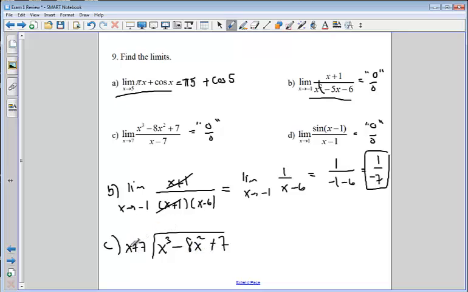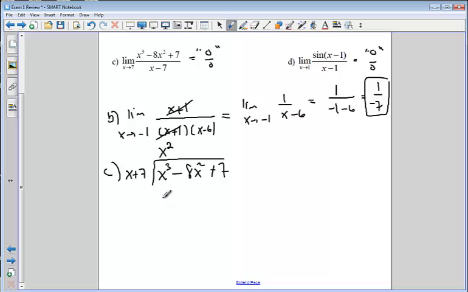Now the idea is you try to figure out how many times x goes into x cubed, and hopefully you say x squared times. If you do that, I get x cubed plus 7x squared. Then I take these two polynomials and subtract. So x cubed minus x cubed cancel. Negative 8x squared minus 7x squared is negative 15x squared. And I still have plus 7.